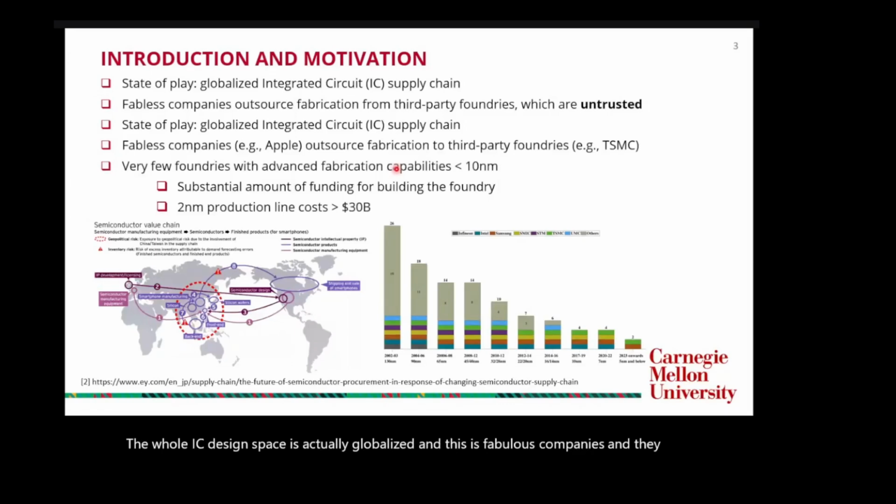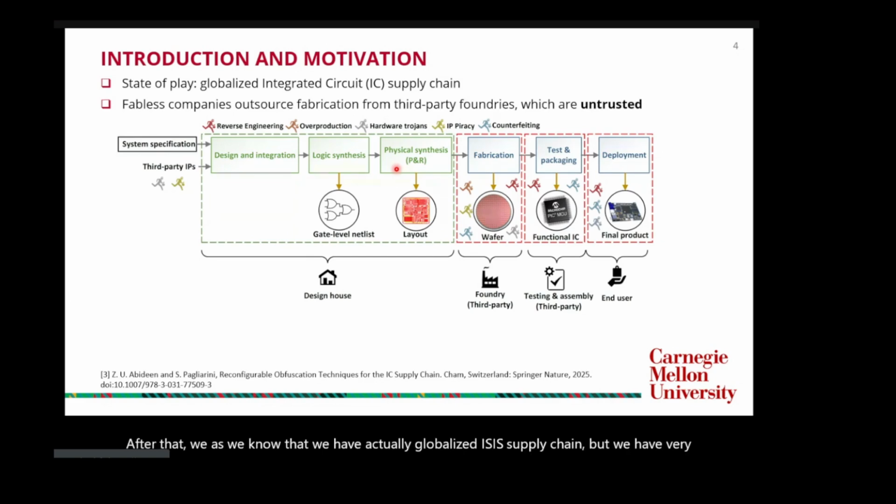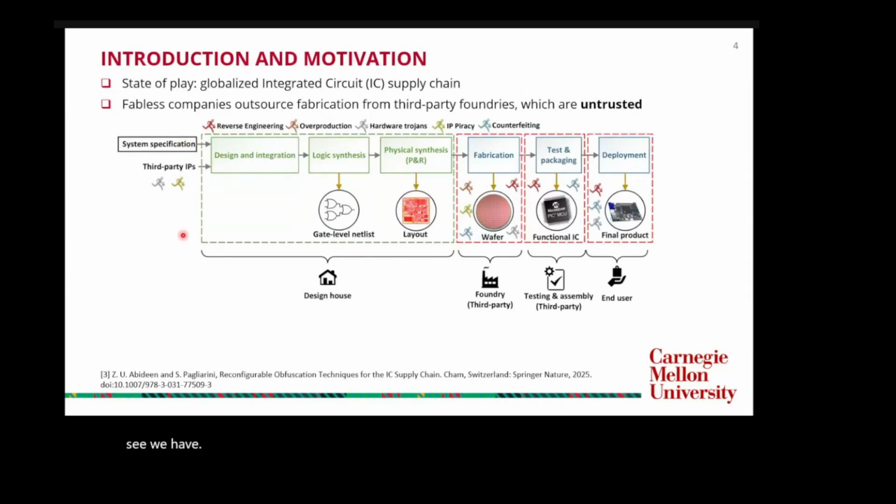As we know, we have a globalized IC supply chain, but we have very different problems. Instead of just designing and maintaining, there are other problems related to security. The flow is here in this figure. We can see we have system specification, right? This is the globalized IC supply chain and design flow. Then we have multiple third-party IPs that we have to use. We have the design and integration stage.